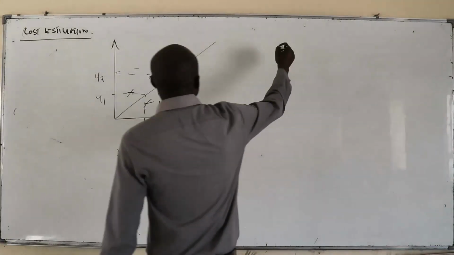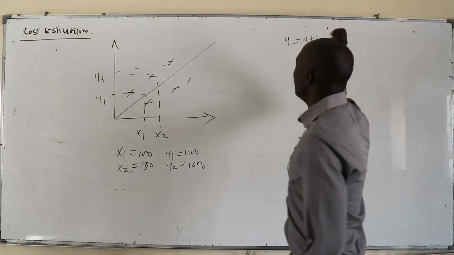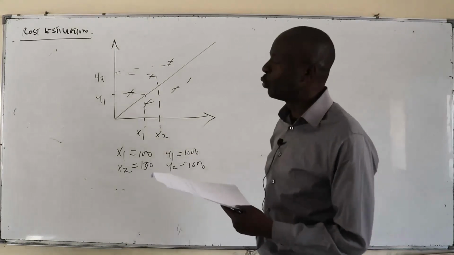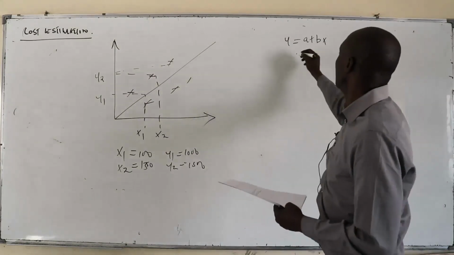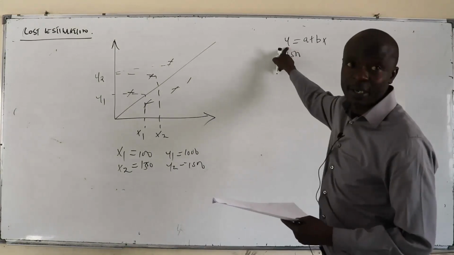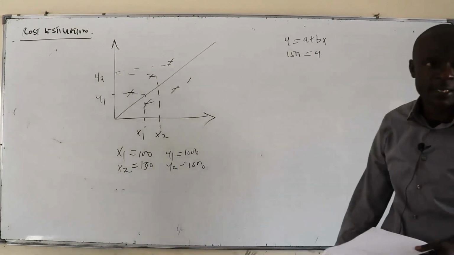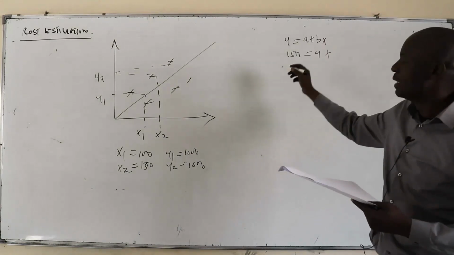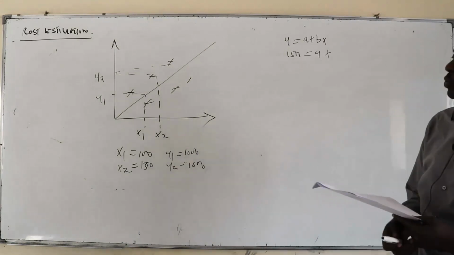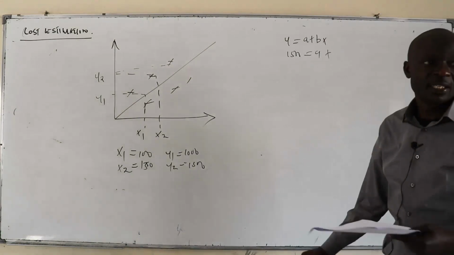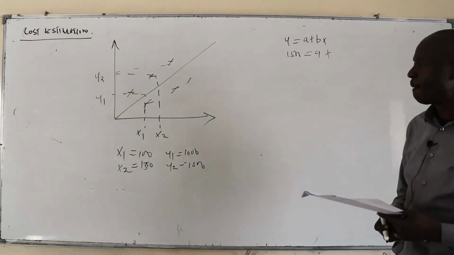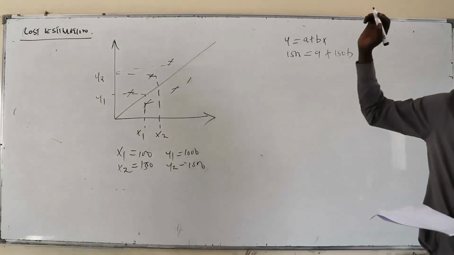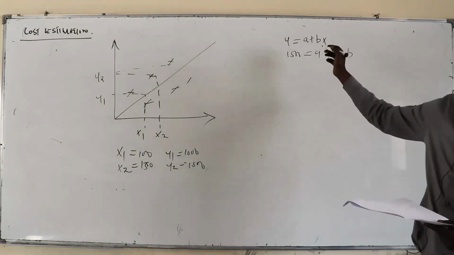Then you write y is equals to a plus bx. So for y, you take y2, which is 1,500. This is y, which is equals to a, we don't have a, plus we have x. You start with x2. You have picked y2, so you pick x2, which is 150. So 150 is x times b. Remember, x and b go together, isn't it? So 150b.